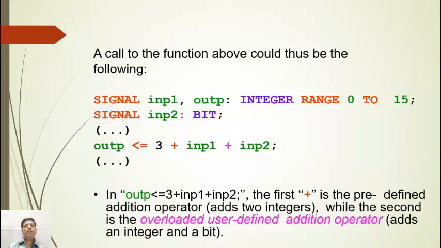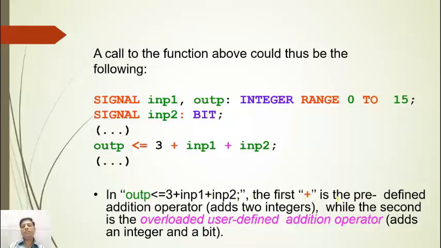A call to the function above could thus be the following. Signal input1, output: integer range 0 to 15, signal input2: bit. Then some declarations, and output is equal to 3 plus input1 plus input2, and some declaration.